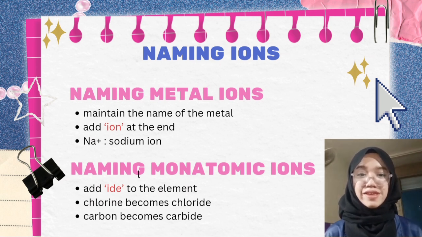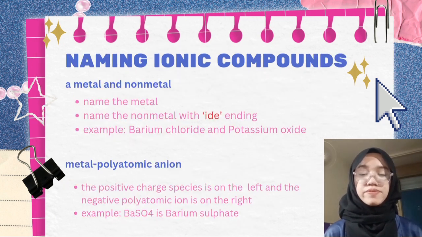Next is naming ions. For metal ions, we maintain the name of the metal and add the word ion at the end. For instance, Na+ is the sodium ion. And for monatomic anions, we add -ide to the element name. So, chlorine becomes chloride and carbon becomes carbide.